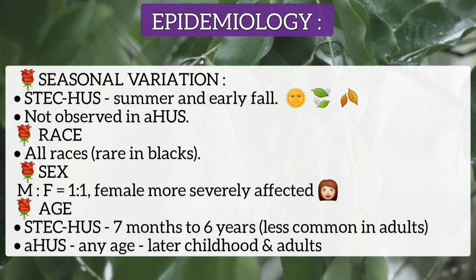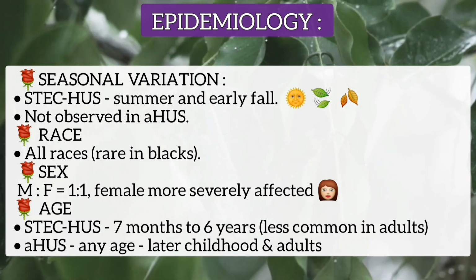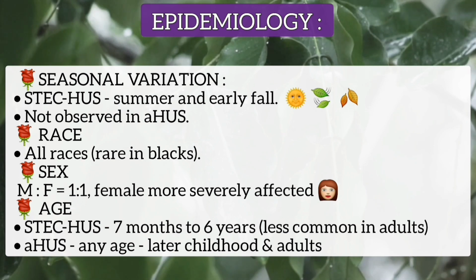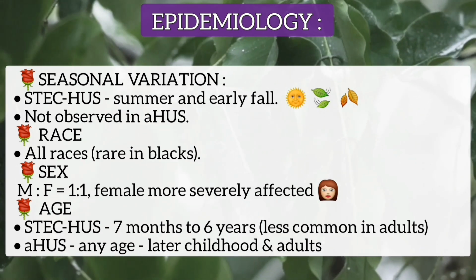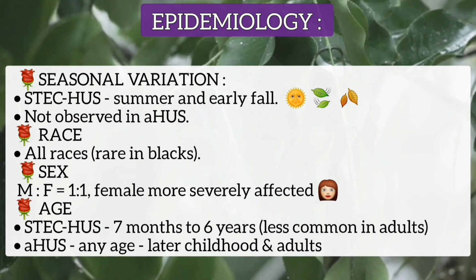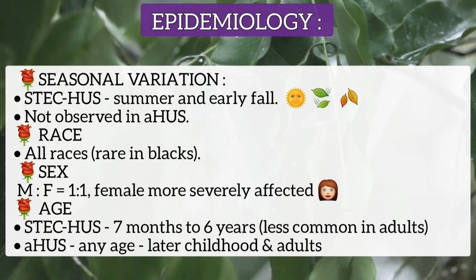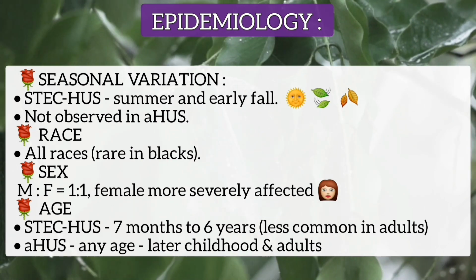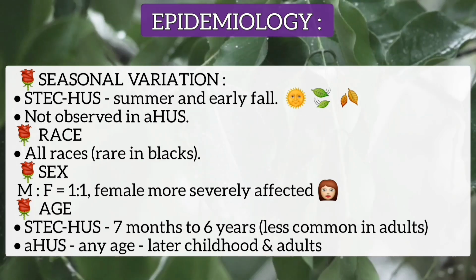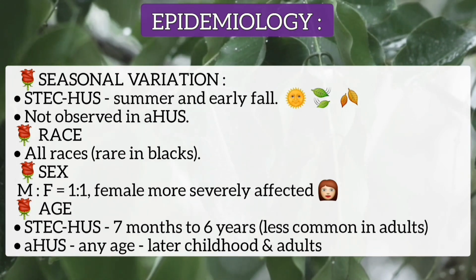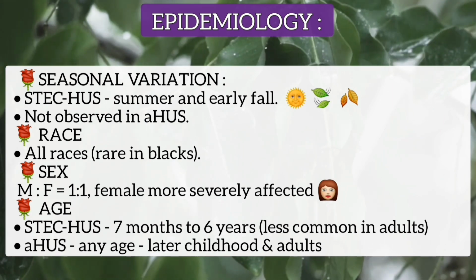Shiga toxin-producing E. coli hemolytic uremic syndrome most commonly occurs in summer and early fall. Seasonal variation is not observed in the atypical type. Hemolytic uremic syndrome occurs in all races but is rare in blacks. Now, males and females are equally affected, however, females are more severely affected. Now, Shiga toxin-producing E. coli hemolytic uremic syndrome is most common in children aged 7 months to 6 years, while the atypical type can occur at any age but usually occurs in later childhood and adulthood.